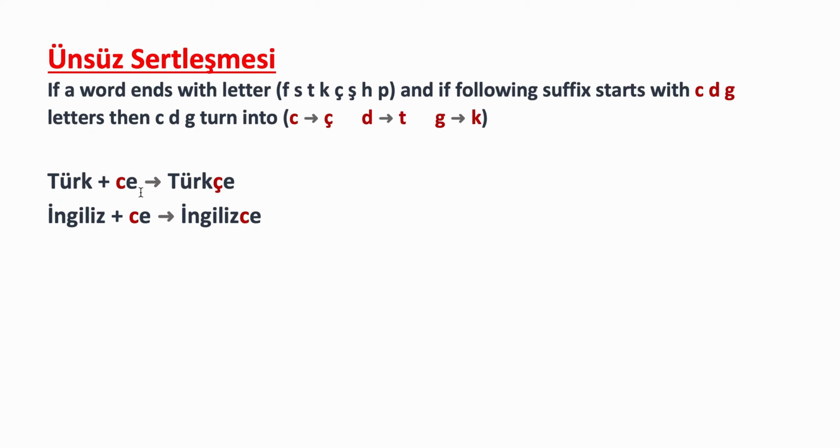For example, cE is a suffix that gives the meaning language. If you attach this suffix after nations, then it becomes language. Türk is a nation, and I want to say Turkish language. I will add the cE suffix. Türkçe. C becomes ç because of K hard consonant. However, when you add this suffix after English, it becomes İngilizce, which means English language. But C didn't change because English isn't ending with one of these hard consonants.